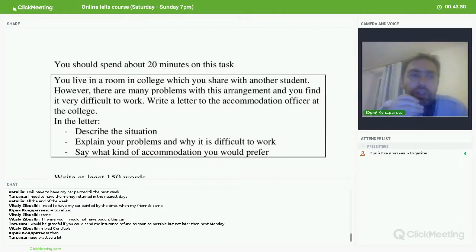You live in a room in a college which you share with another student. However, there are many problems with this arrangement, and you find it very difficult to work. Write a letter to the accommodation officer at the college. In the letter, describe the situation, explain your problems and why it is difficult to work. Say what kind of accommodation you would prefer.